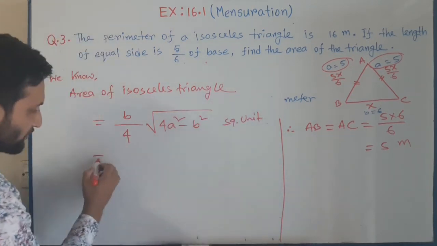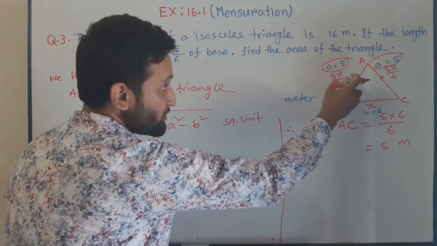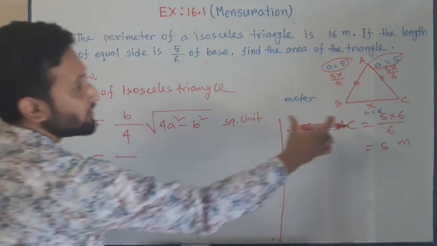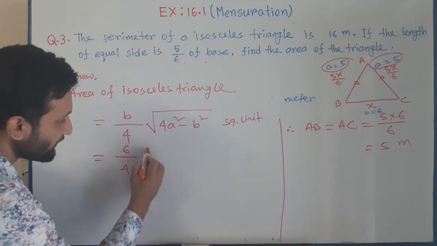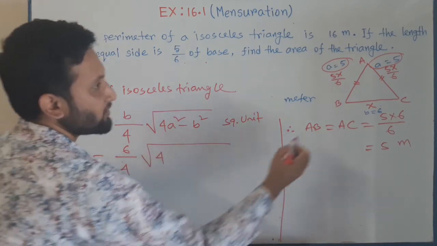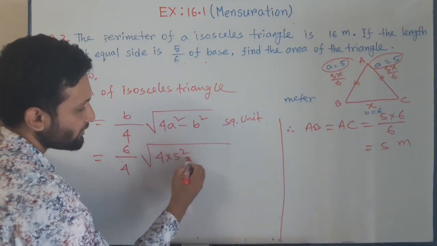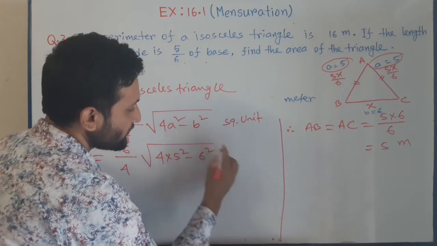Okay, now putting the values here. The equal sides AB and AC, the value is a equal to 5, and b equal to 6. So here base b equal to 6 meter. So right here 6 by 4 into root of 4a square, the value of equal side a is 5, so 4 into 5 square, minus b square, that means base 6 square, square meter.